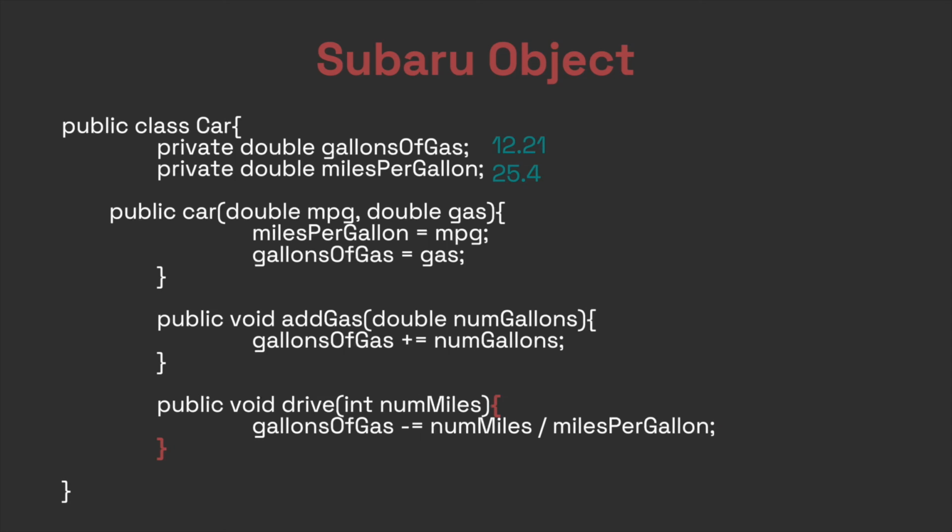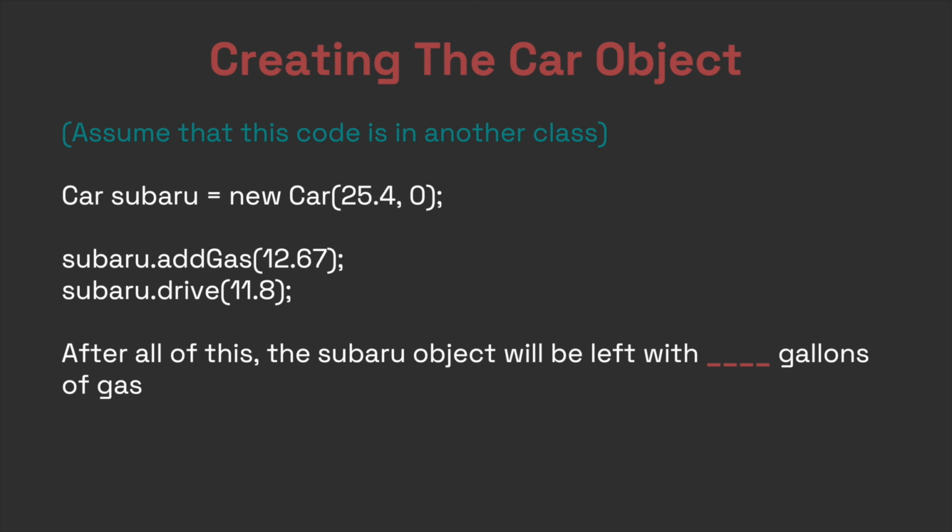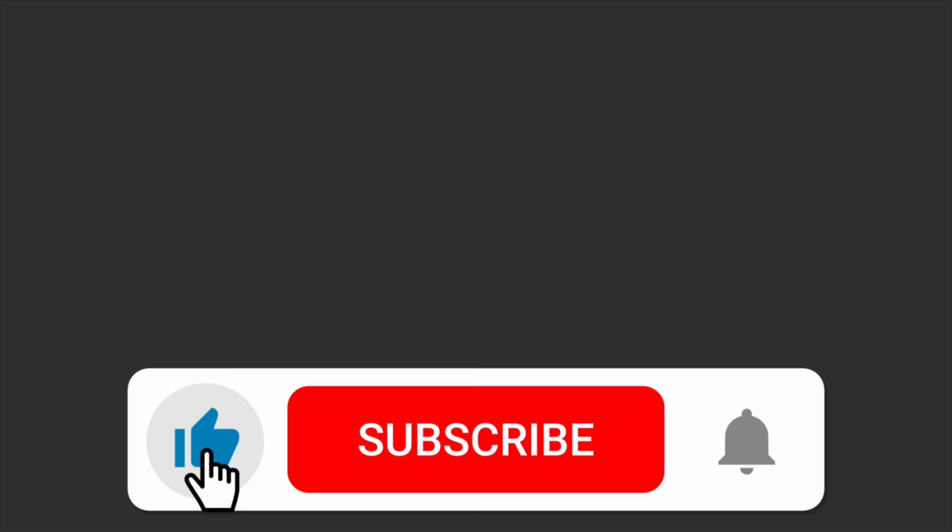Now we see the global variable for gallons of gas at the top get updated to the value that was just calculated down below. And now we just calculated how many gallons of gas would be left in the car after all this code. The Subaru object would be left with 12.21 gallons of gas. And that's all you need to know to understand the very basics of classes.